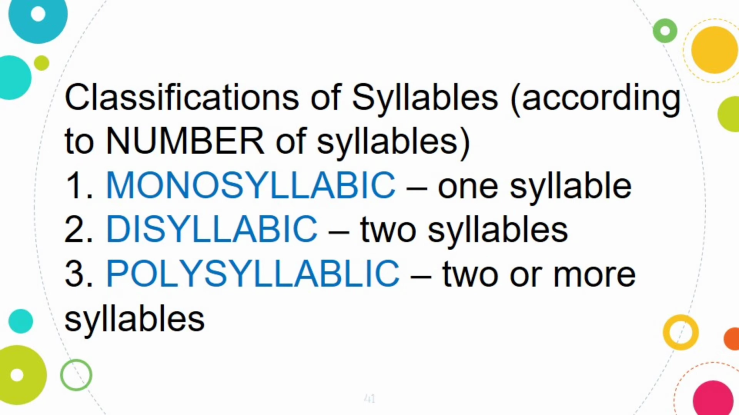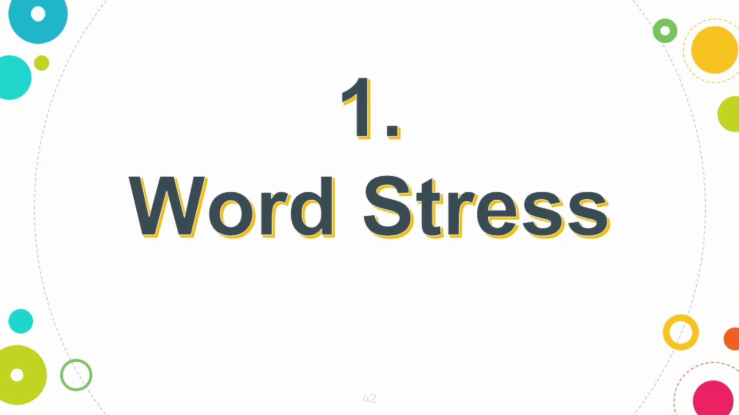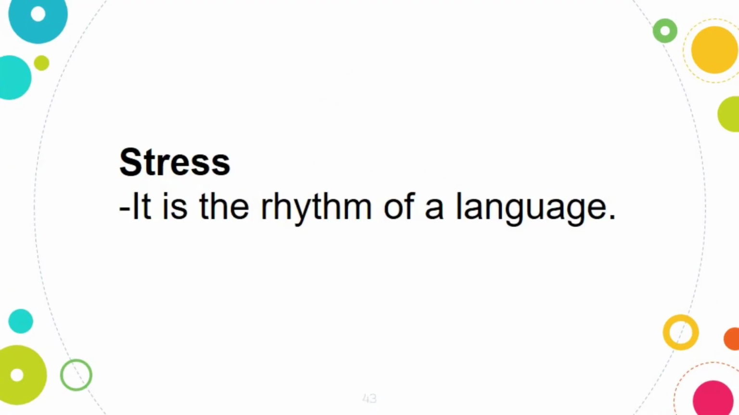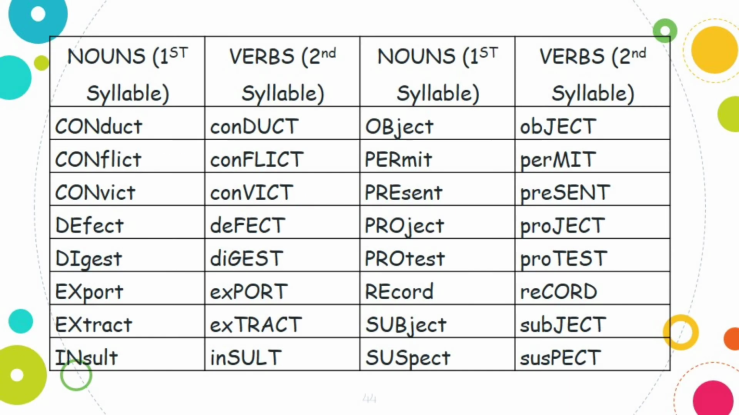Classifications according to number of syllables. We have monosyllabic, one syllable, disyllabic, two syllables, and polysyllabic, two or more syllables. Word stress. What is stress? Stress is the rhythm of a language. In pronunciation, stress can refer to words, part of a word, or even one word in a group of words that receives the most emphasis. The following table shows the difference of stress of nouns and verbs. So the nouns are stressed on the first syllable and the verbs are stressed on the second syllable.